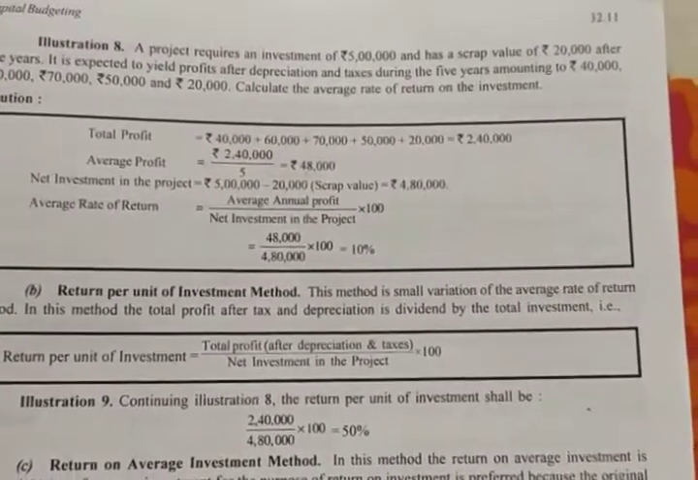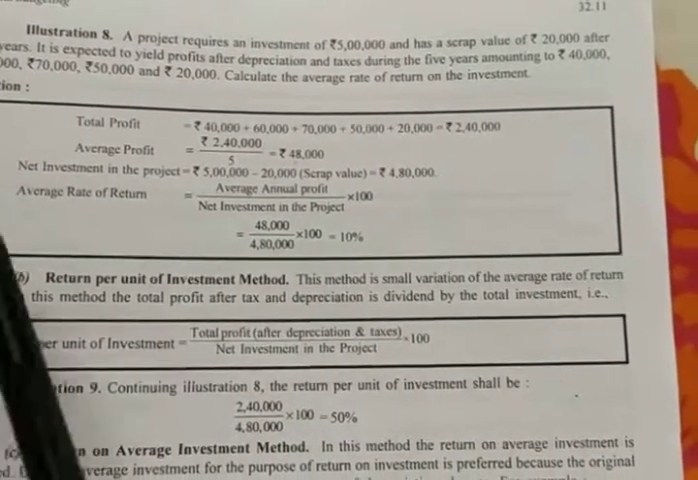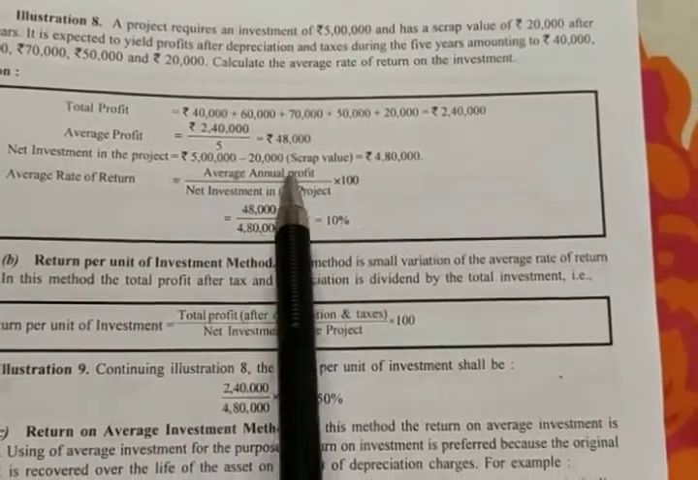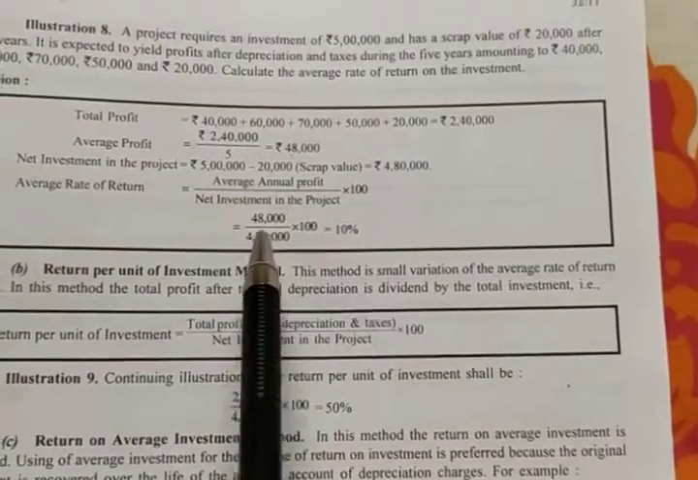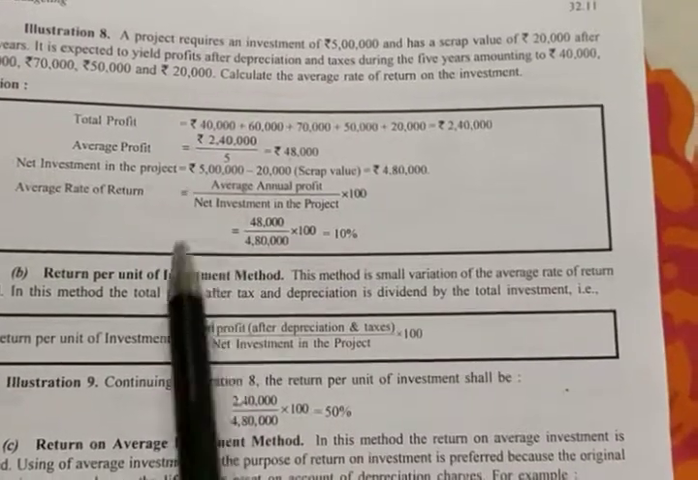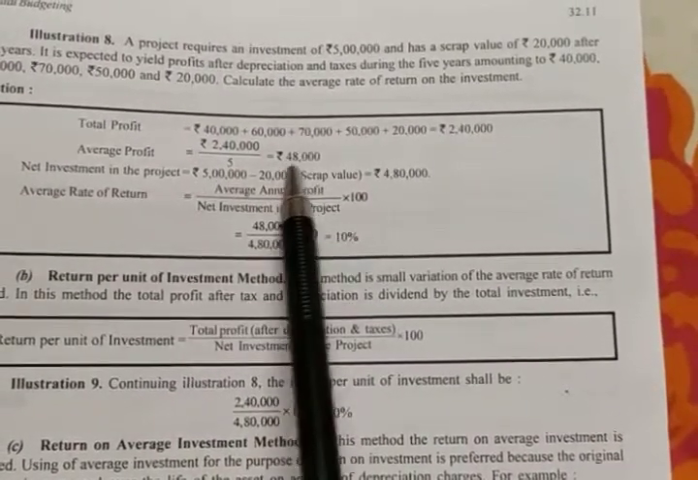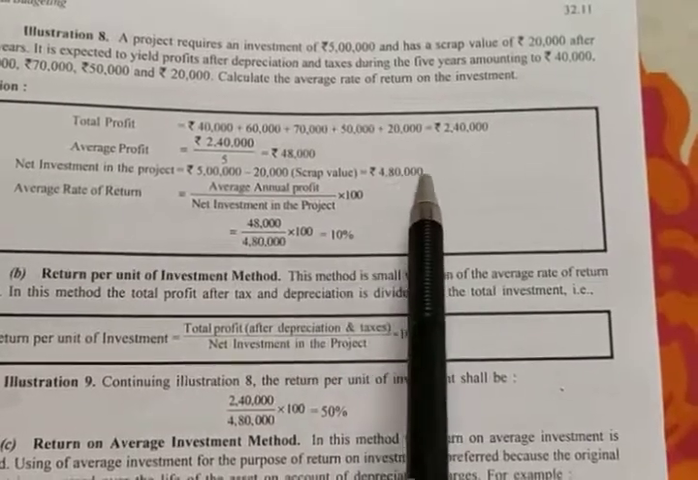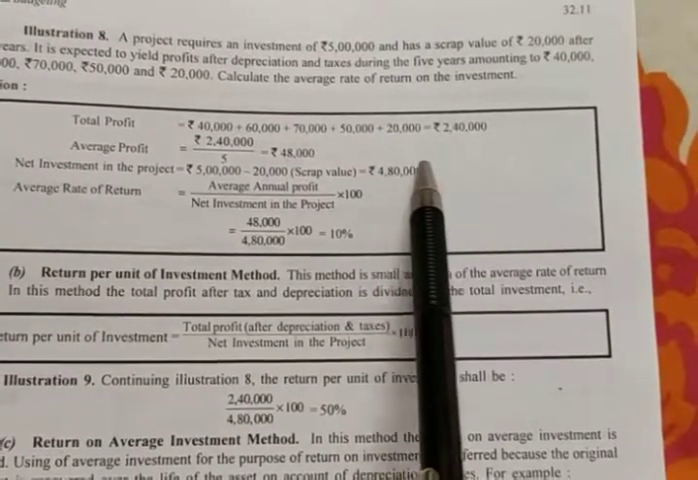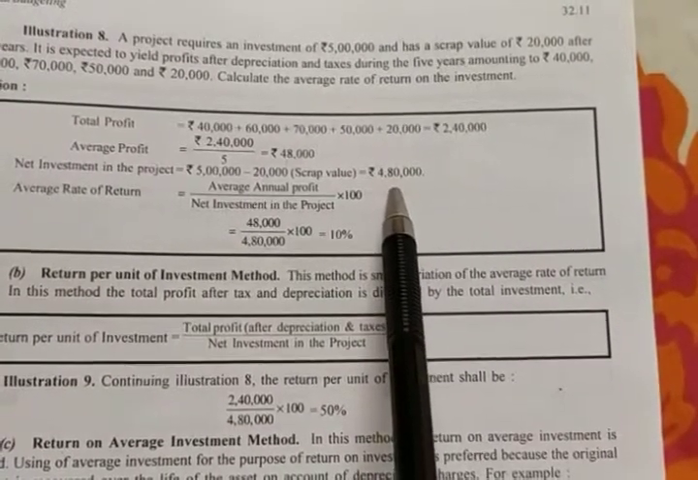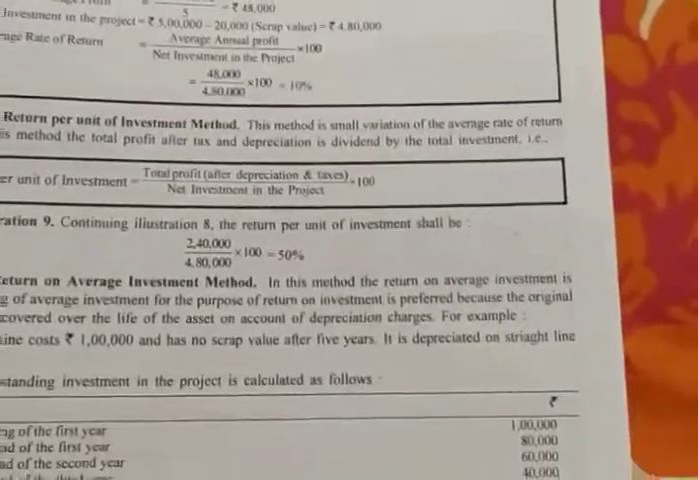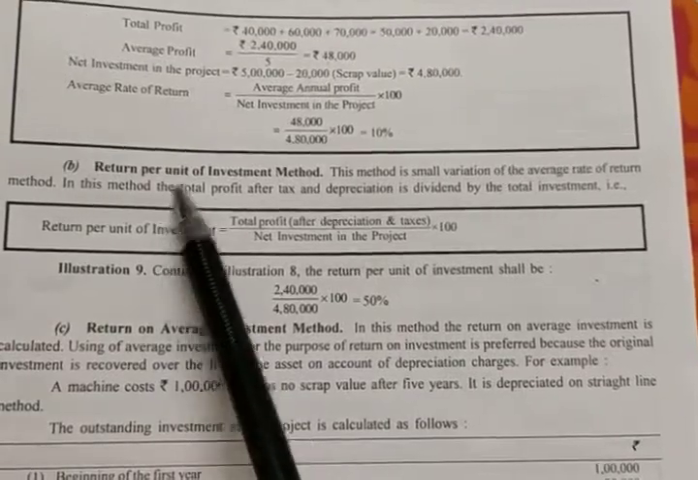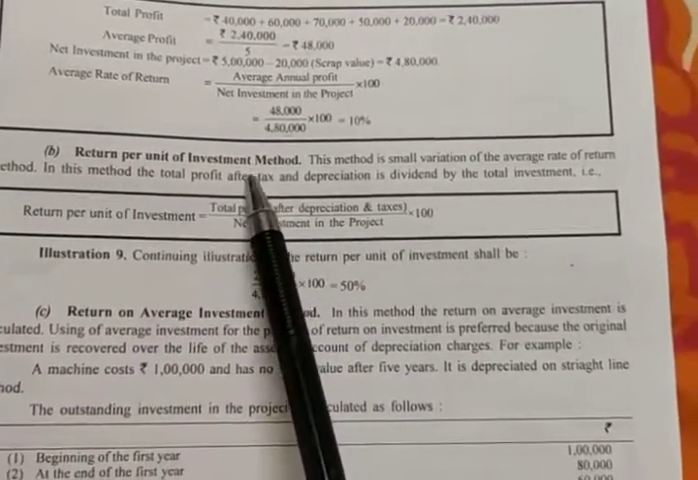After this we are going to calculate the average rate of return, that is average annual profit divided by net investment in project into 100. That is 48,000, the average profit, divided by the net investment in the project, that is 4,80,000, into 100. So we will get 10%. The second method is return per unit of investment method.